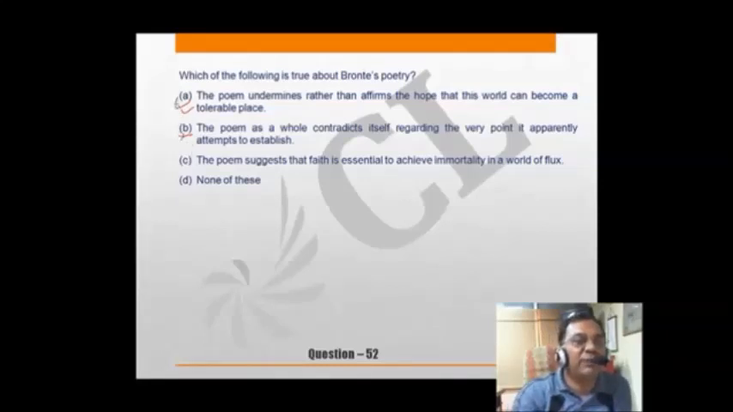This cannot be the answer, the first one, because in the last line the future keeps the word has come. So this cannot be the answer. Okay, the poem says that faith is essential to achieve immortality in a world of flux. Yes. No, this is also not given, because without a faith Emily Bronte could be. This I could not find. So I'll go for none of these as the answer.